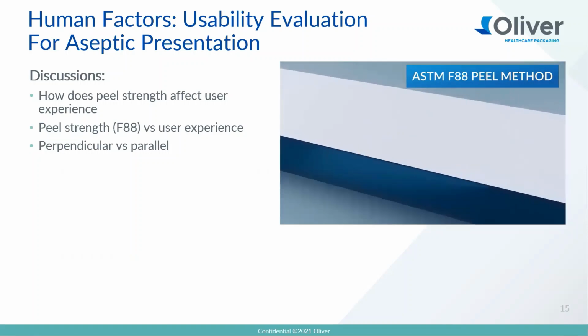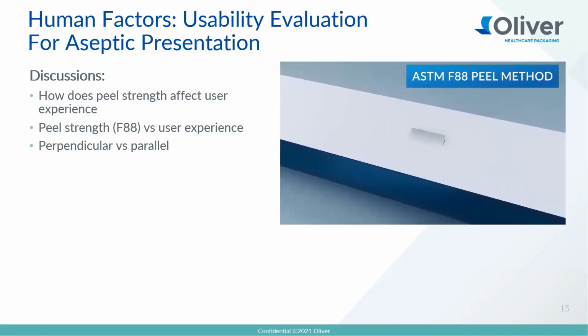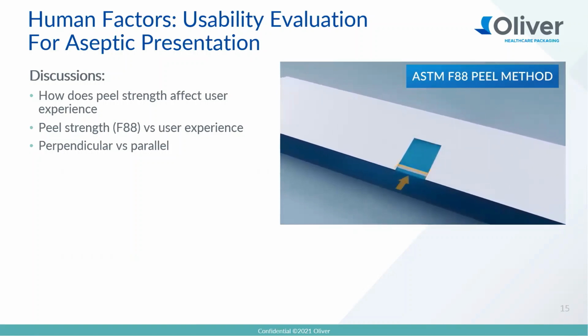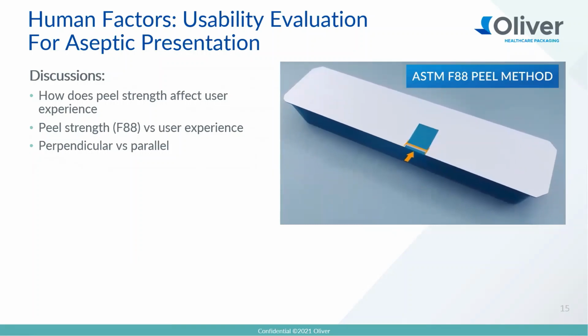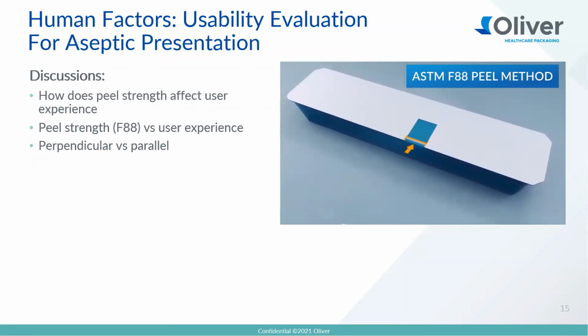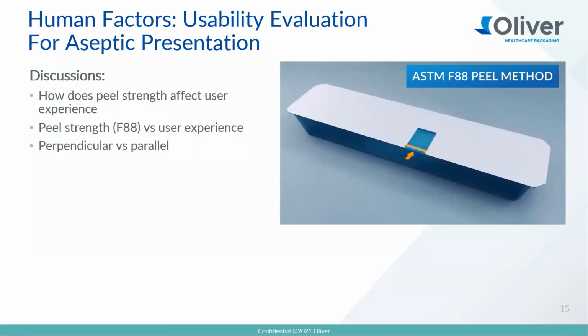You can see in the video that the peel is perpendicular to the seal and that the seal width is typically 15 millimeters or 25 millimeters in width. And that width is important to discuss and its influence on the peel strength as well and the peel strength values.